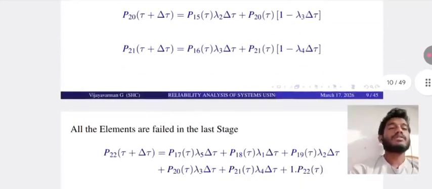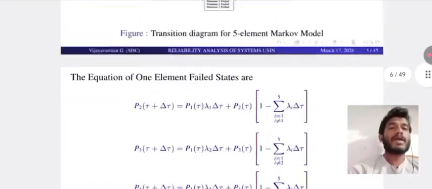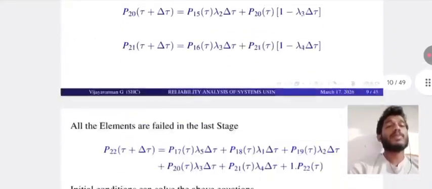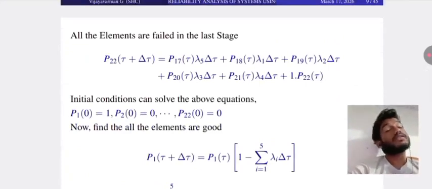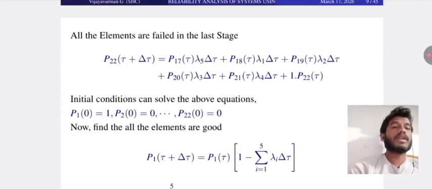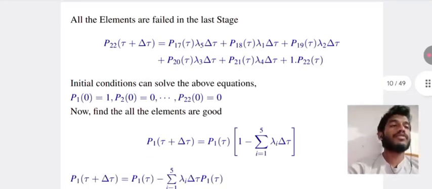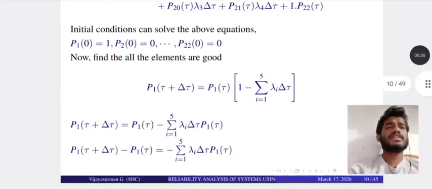From state 2 to state 21, because state 1 is where all the elements are good. State 22 is where all the elements are failed, the last stage. So we get the equation P22 of tau plus delta tau, which is equal to P17 of tau lambda 5 delta tau plus P18 of tau lambda 1 delta t plus P19 of tau lambda 2 delta t plus P20 of tau lambda 3 delta t plus P21 of tau lambda 4 delta t plus 1 times P22 of tau.